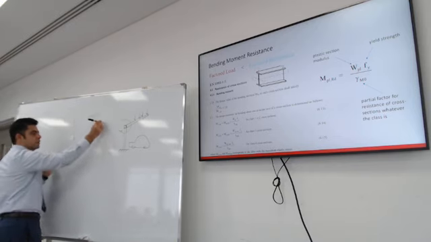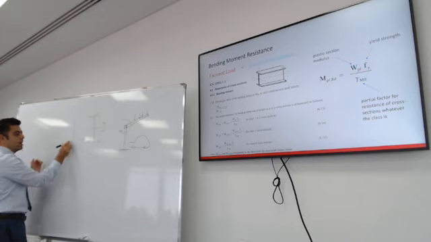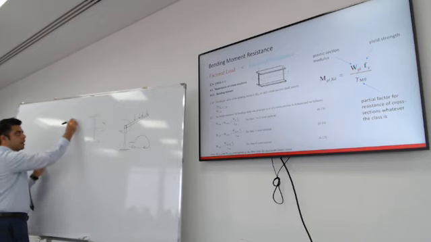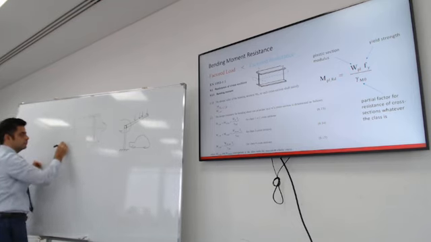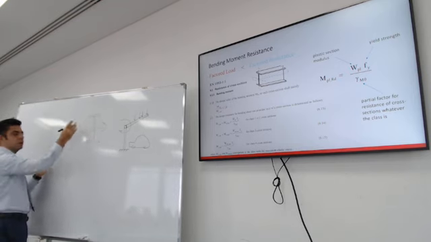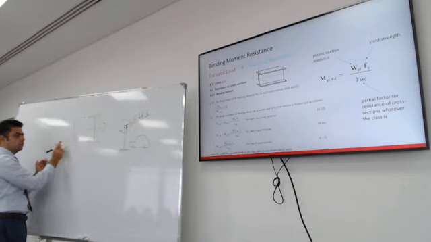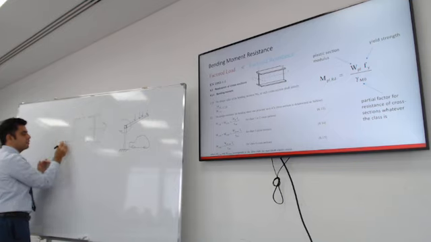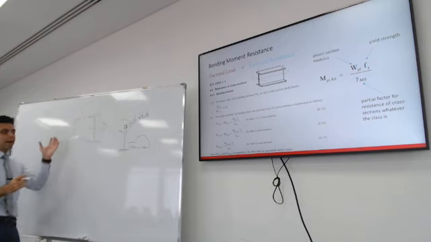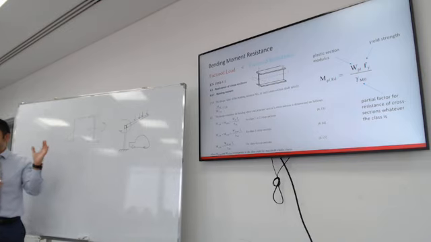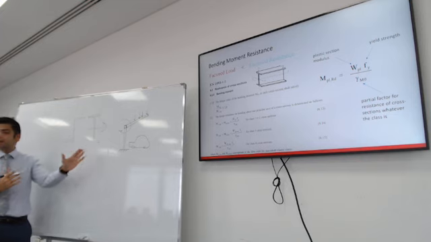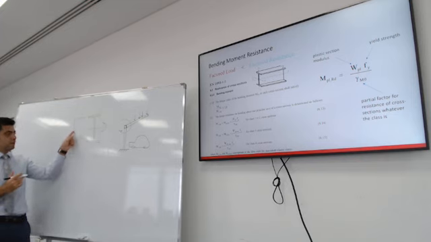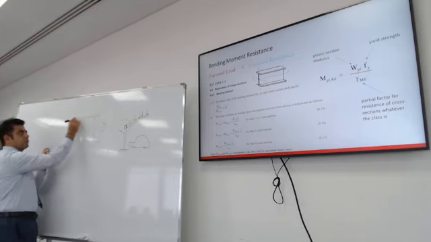If this is the moment, you're going to have tension stress at the bottom and compression stress at the top. And it goes linear. It goes from tension at the bottom to compression at the top. And these are the values of stresses. So where is the maximum stress? This is the stress distribution. Where is the maximum stress on this section? The middle? This is the maximum? Well, this is the value of the stress.